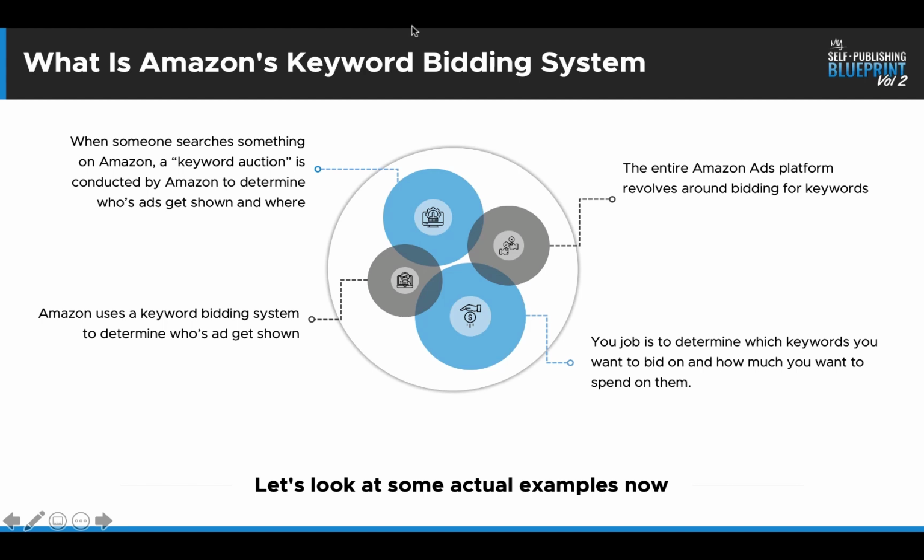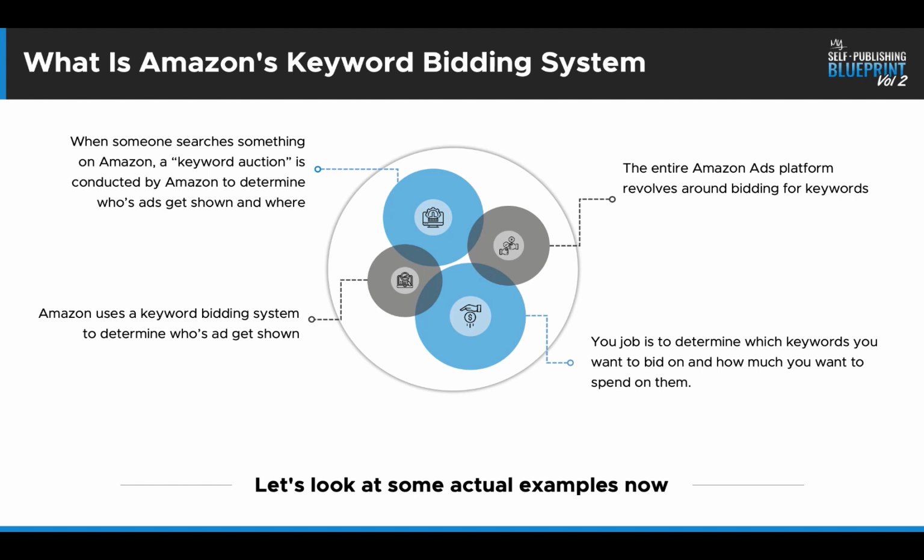So what is Amazon's keyword bidding system? When somebody searches something on Amazon, a keyword auction is conducted by Amazon to determine whose ad is going to get shown and in what position. This happens every single time somebody types something into Amazon's search bar. Amazon uses what's called a keyword bidding system to determine whose ad gets shown, and Amazon's entire ad platform revolves around bidding for keywords. Your job is to determine which keywords you want to bid for and how much you want to spend on them.